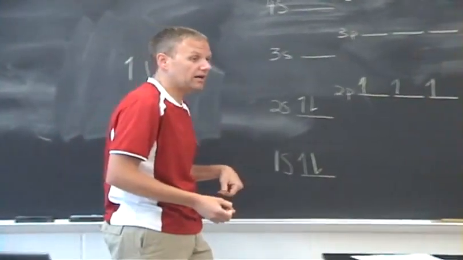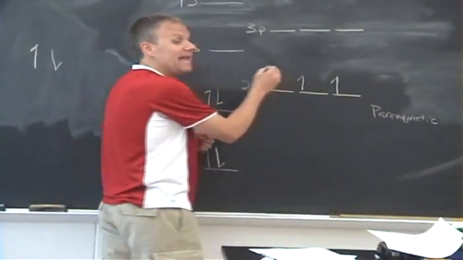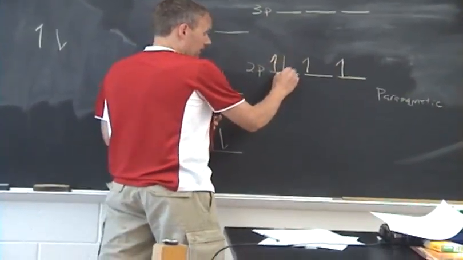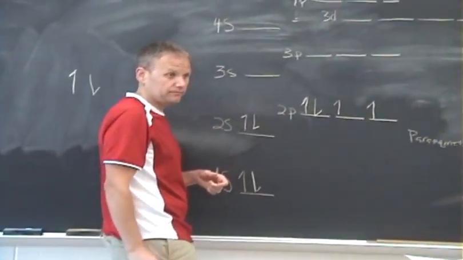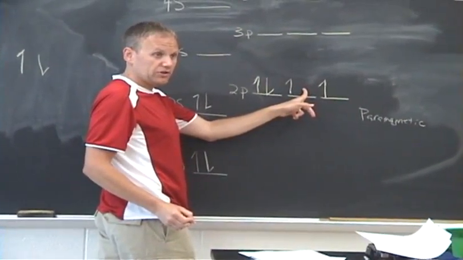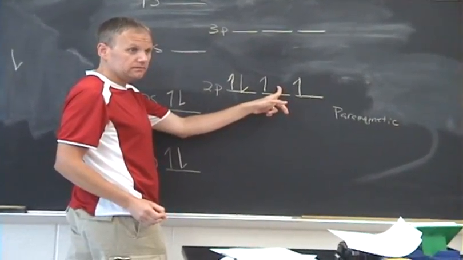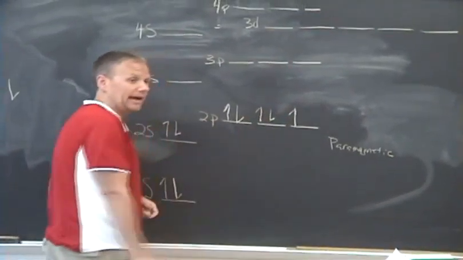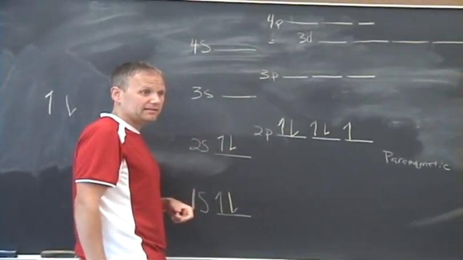Now, when we go to the next one, what comes after that? Oxygen. Oxygen has 8. They now start to pair up. So we come back and we start putting them in there. After oxygen is fluorine, right? Yes? Goes there. And then after that is neon. Neon goes there.